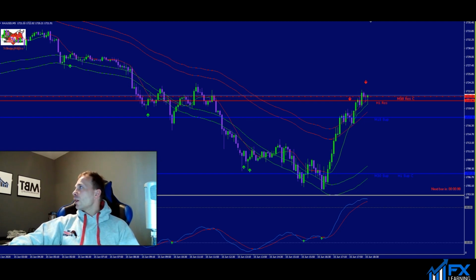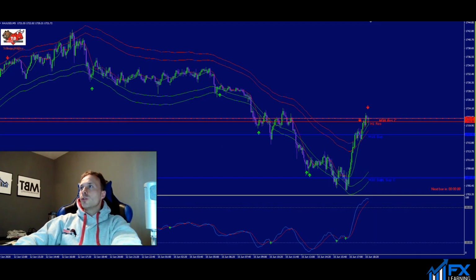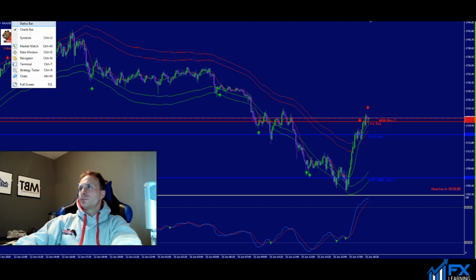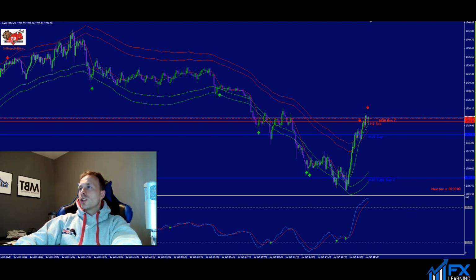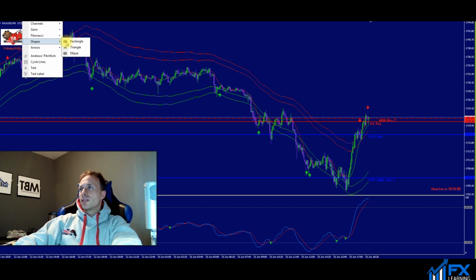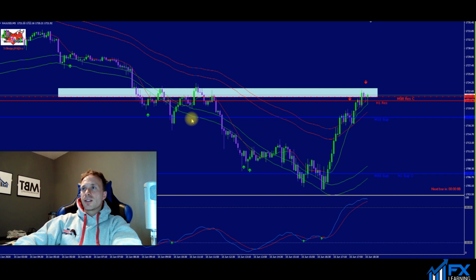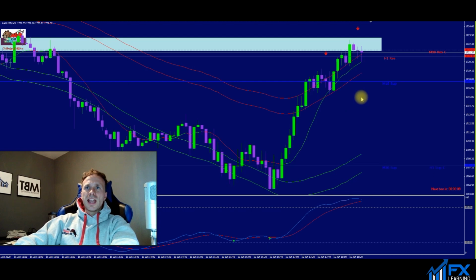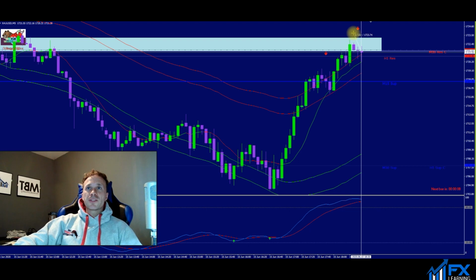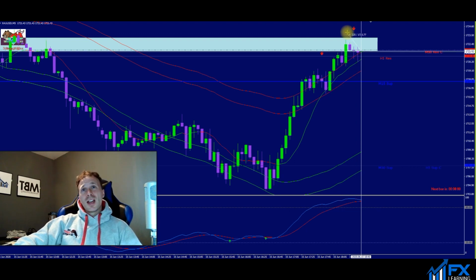Let me just zoom out a little bit on this, and I'll show you the area of resistance. Everyone, my computer's been awfully slow today, as you can see. So we've definitely got a nice little area here. You notice how we've rejected from here, here, and here. Obviously the MACD and RSI has crossed over. So in an ideal world, I should have a stop loss of around 500 pips, factoring in this is gold.